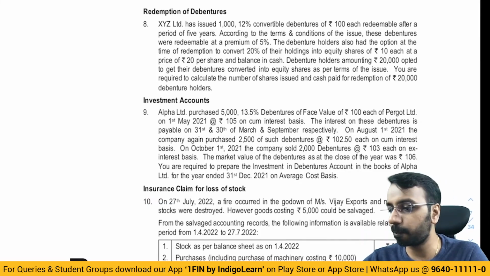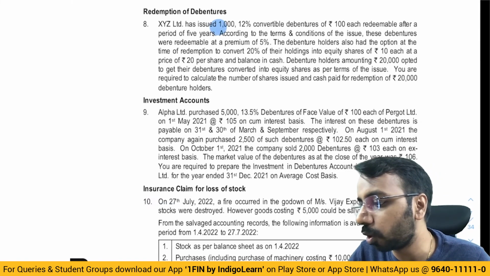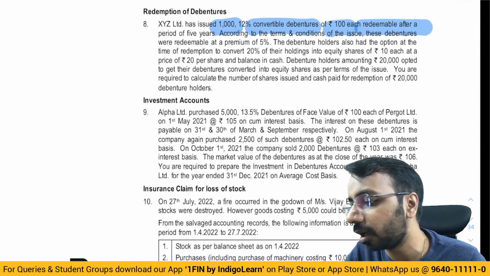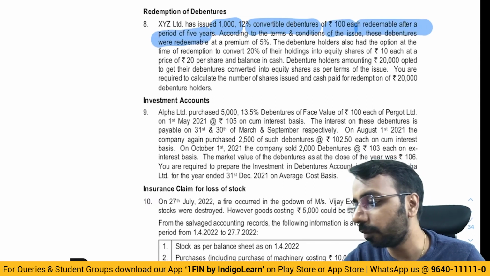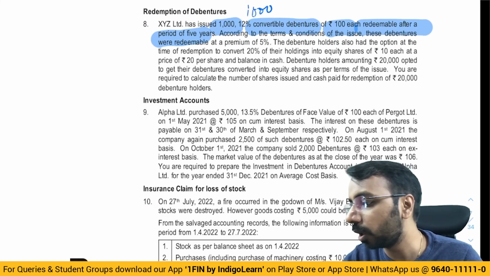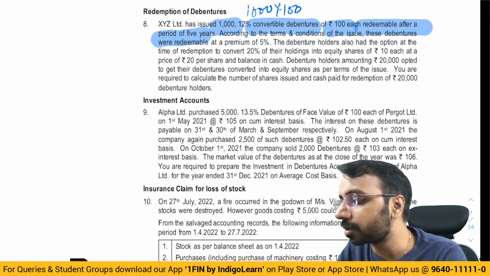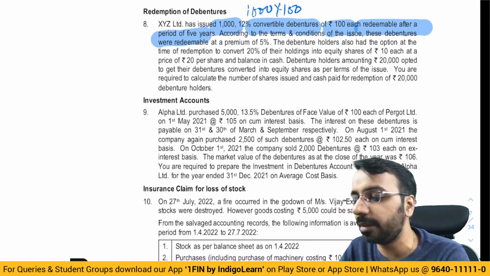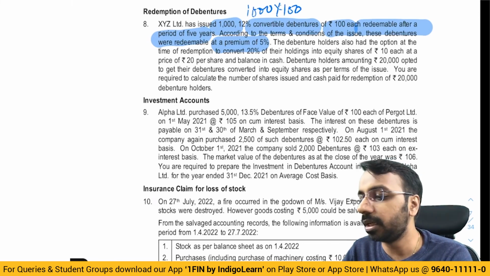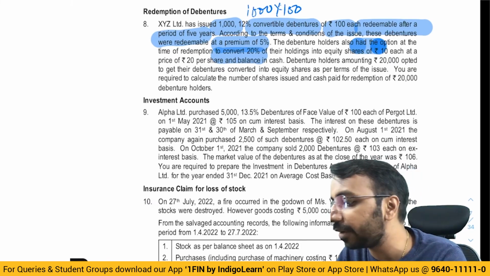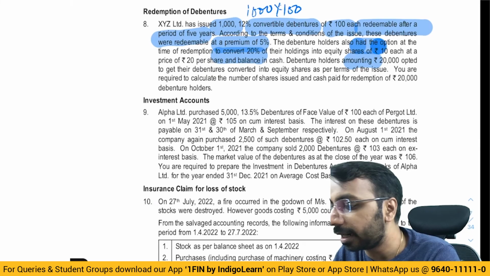Redemption of debentures. XYZ Limited has issued 1,000 12% convertible debentures of 100 each, redeemable after a period of 5 years. So, 1 lakh. According to the terms and conditions of the issue, these debentures are redeemable at a premium of 5%. The debenture holders had the option at the time of redemption to convert 20% of their holdings into equity shares of rupees 10 each at a price of rupees 20 per share, and the balance in cash.